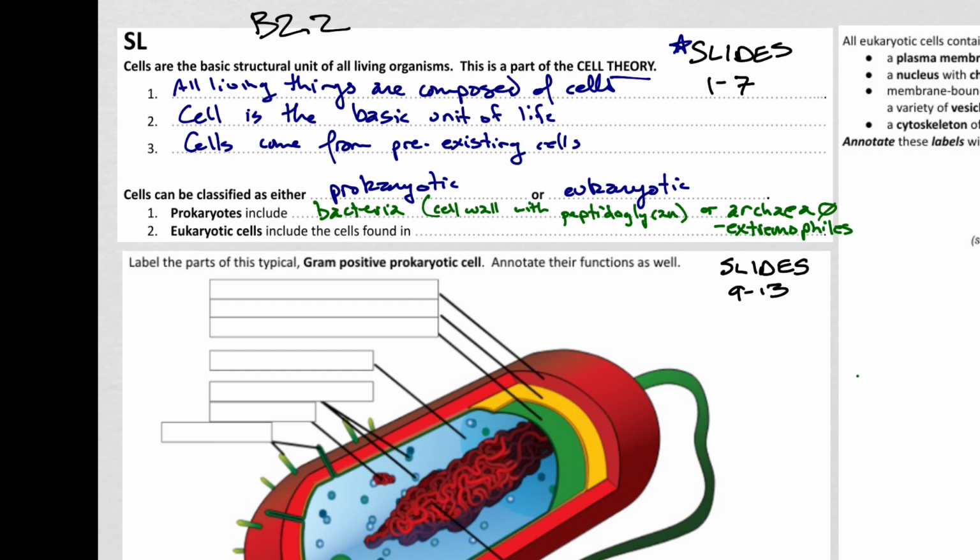And then eukaryotic cells include cells found in plants, animals, fungi, and a fourth group called protists. If they don't fall into one of those three categories, lump them into protists. You may be familiar with things like amoeba or paramecium. Those are protists. There are some differences between prokaryotes and eukaryotes that you need to know. We'll go into that a little bit later.